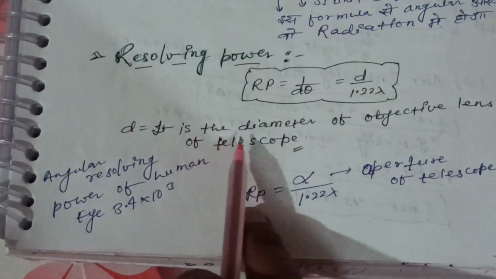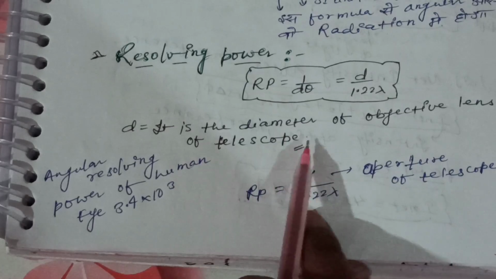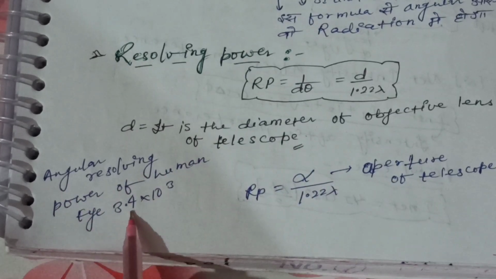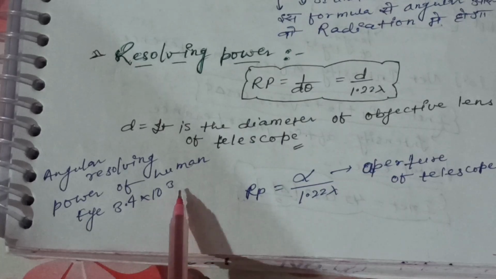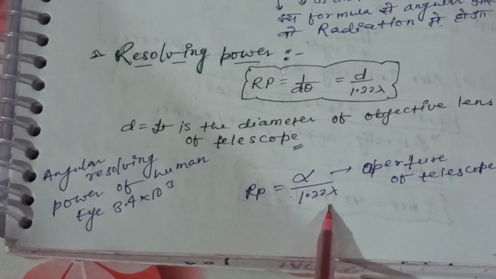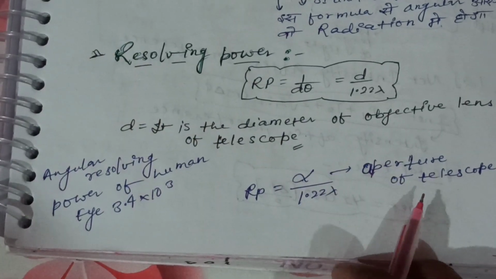D is the diameter of the objective lens of the telescope. Angular resolving power of the human eye is 3.4 into 10 to the power 3. RP is equal to infinity upon 1.22 lambda, aperture of telescope.